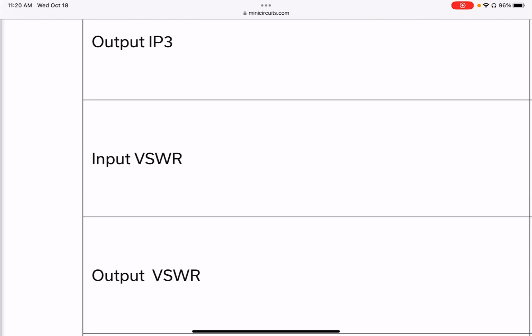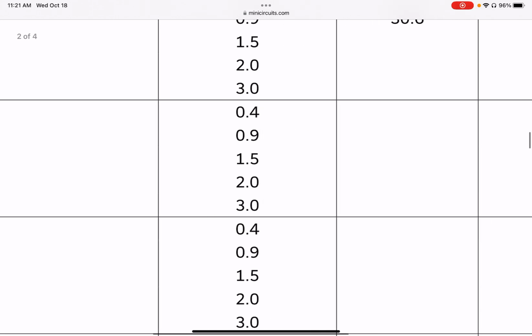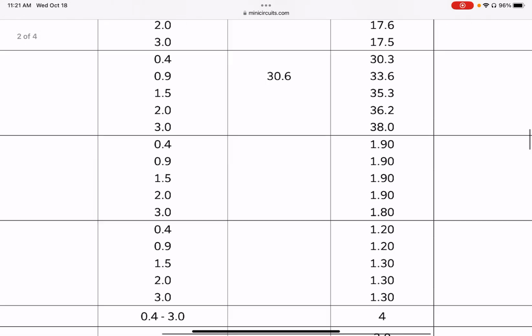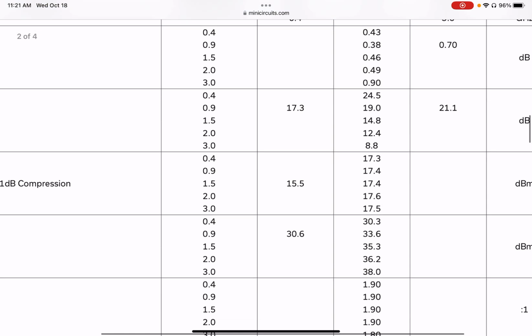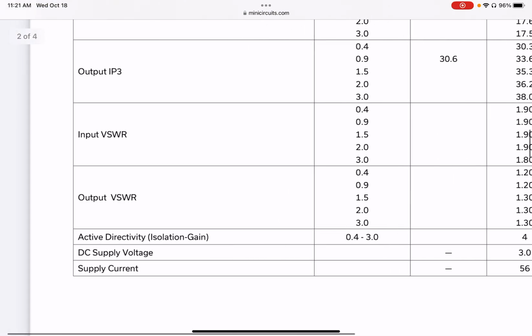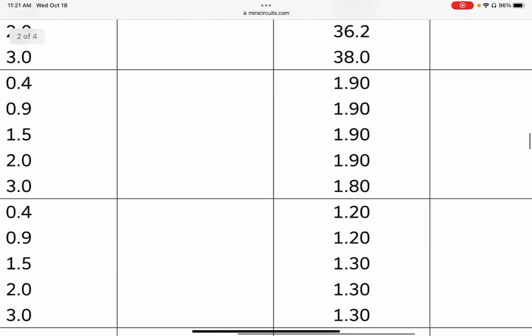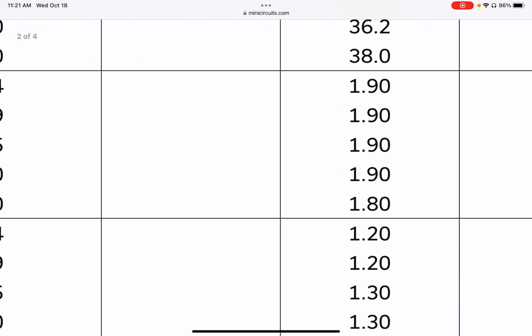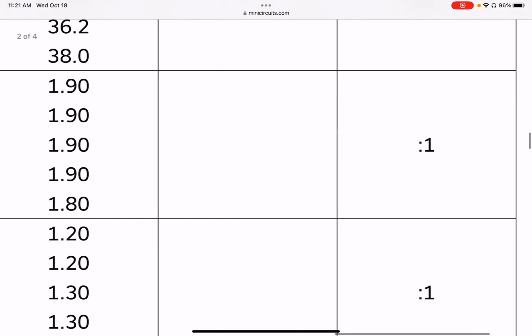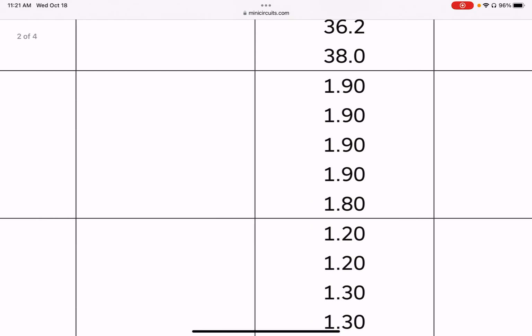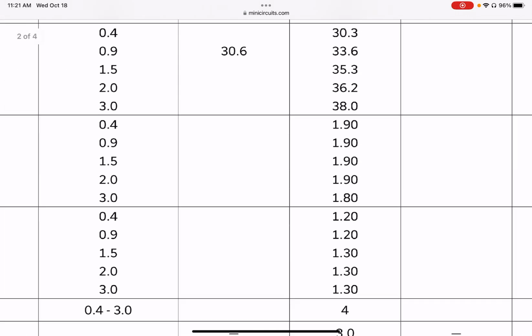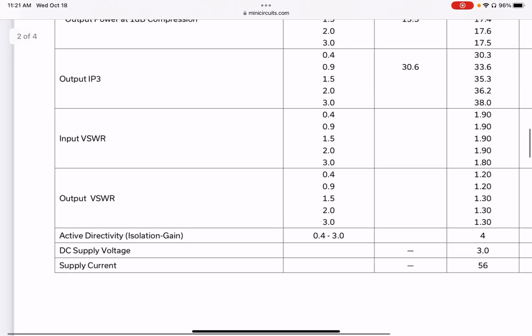Basically what they're saying is they're using this parameter, and it's a number at various frequencies, and it ranges at different frequencies. It's around 1.9 and drops down to 1.8. And the unit is just a ratio, so it's a unitless quantity. So today we're going to talk about what this means.